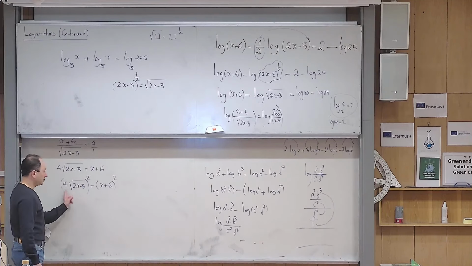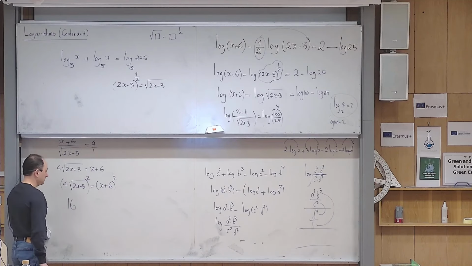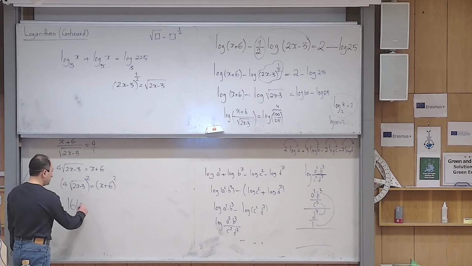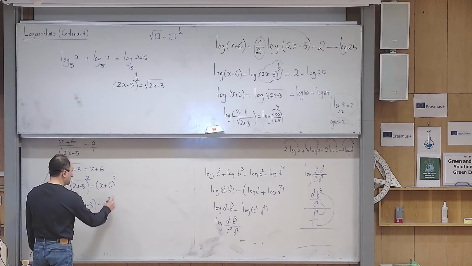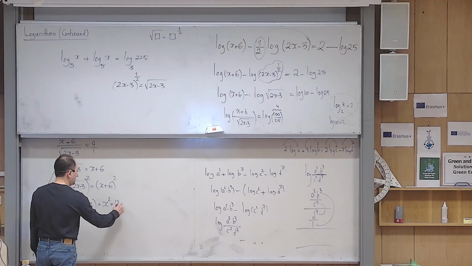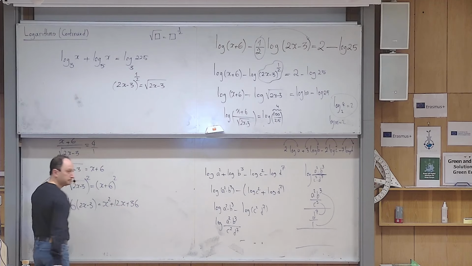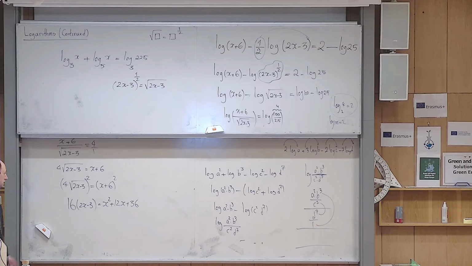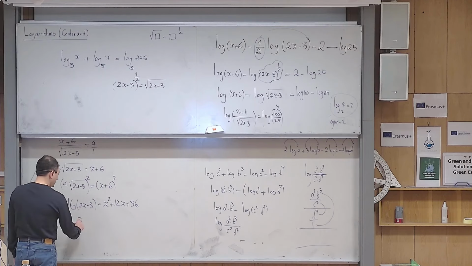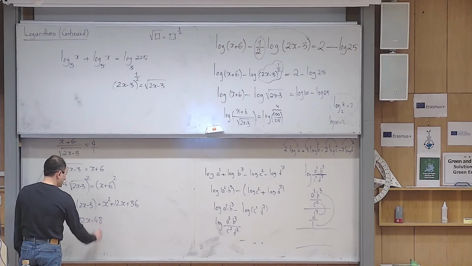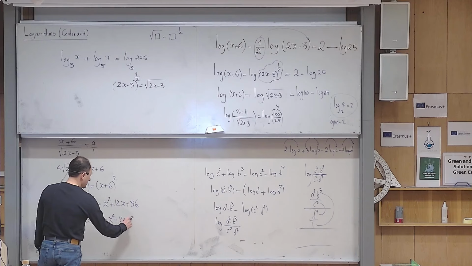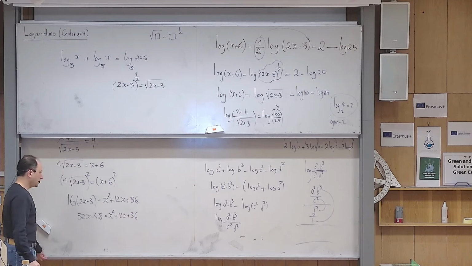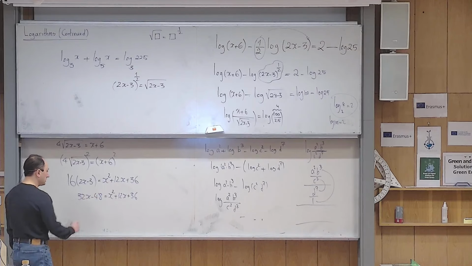But this is a product. Raised to power 2, it becomes 16. This one to power 2 is 2x minus 3. This one to power 2 is what? x squared, 2 times the first one times the second one, plus the second one squared. Yes? And I multiply 16 in, 32x minus 48 is equal to x squared plus 12x plus 36. Yes? And then you know what this is? It is a quadratic equation.